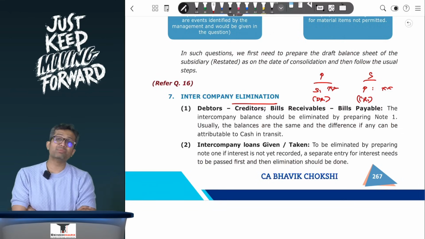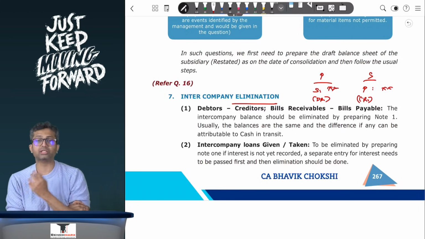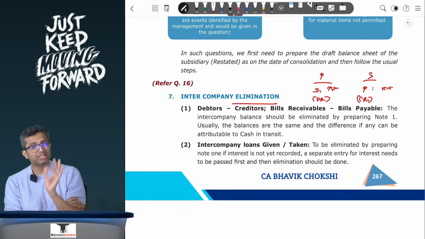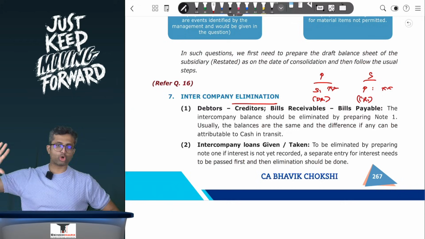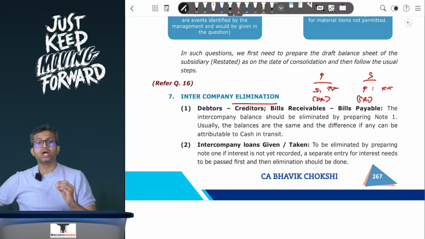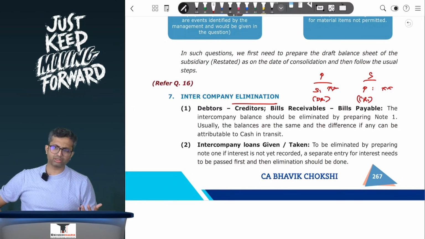This can also be for bills payable and bills receivable. You can eliminate the intercompany bills payable and bills receivable. You need to be mindful of the fact that if these bills were endorsed, then there is an actual liability. It will not be eliminated. Like for example, the subsidiary had a payable to the parent.